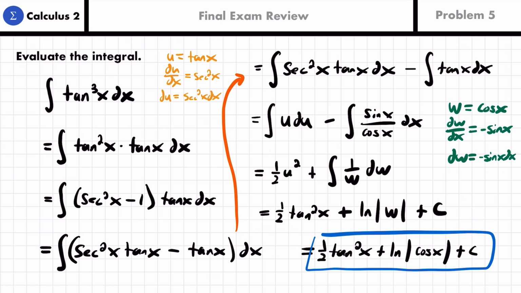Okay, and once again, if you know that the integral of tangent x dx is the negative natural log of the absolute value of cosine, then you can go right from this step to this step if you'd like. That is fine. I just wanted to show you the steps here of where that comes from. But with that, that is it for this problem. Let's move on to problem 6.